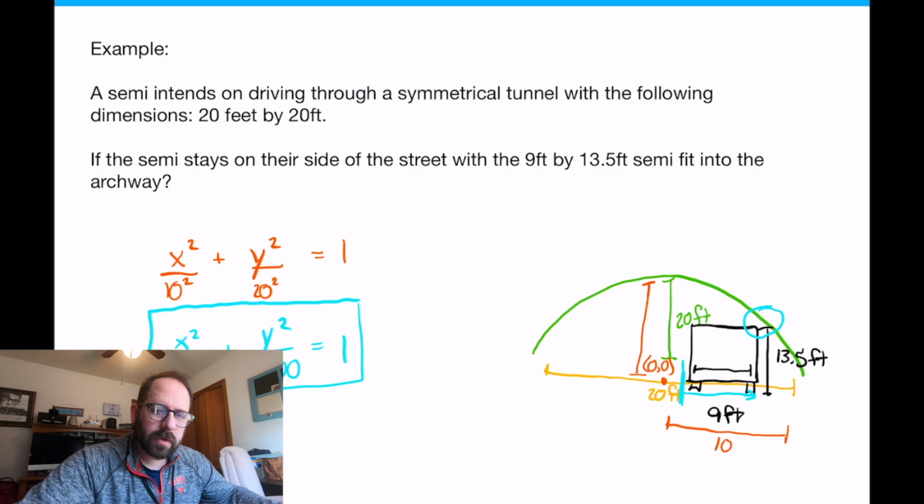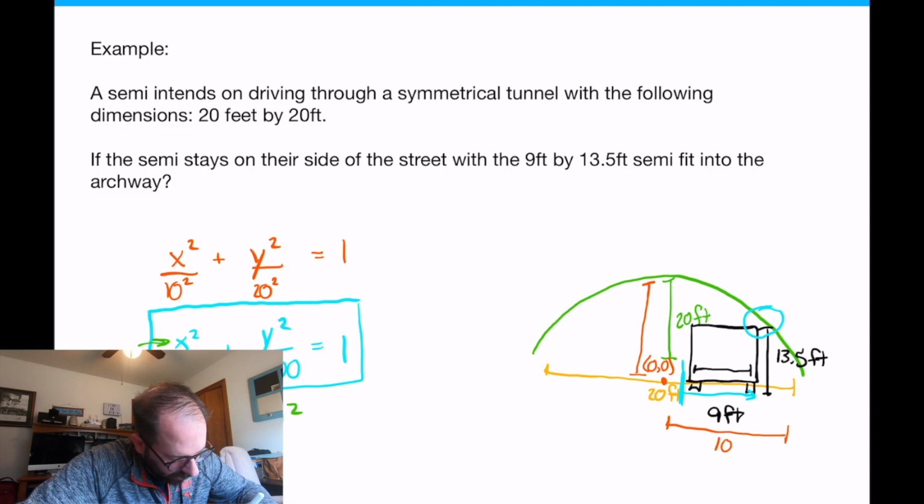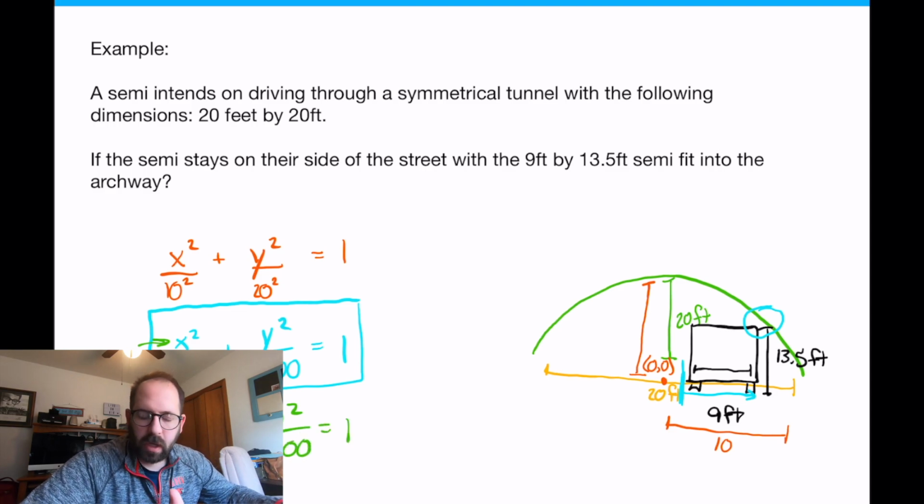So what I'm going to do is plug in 9 into my X, because that's the horizontal number. I plug in 9 here into X, so 9 squared, 9 feet. All I need to do is solve for Y. This is like an old school problem where you just solve for Y. You do your algebra, and we solve for Y by taking square roots and whatnot.